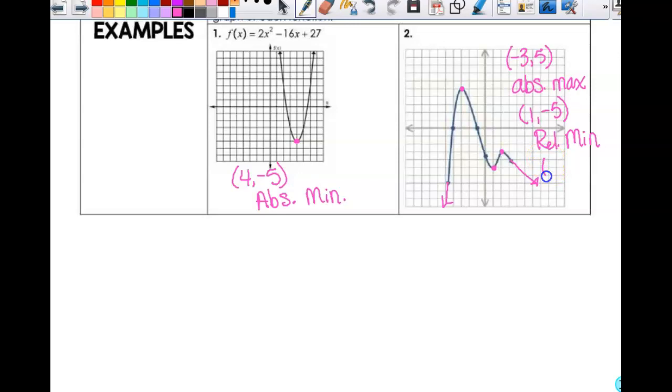And then the point at 2, -3, what would that be? Relative maximum. Very good.